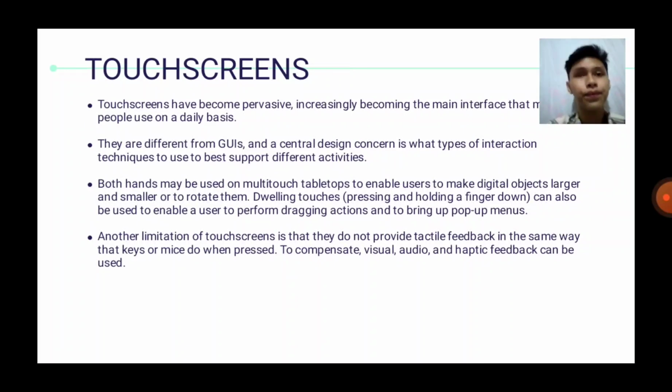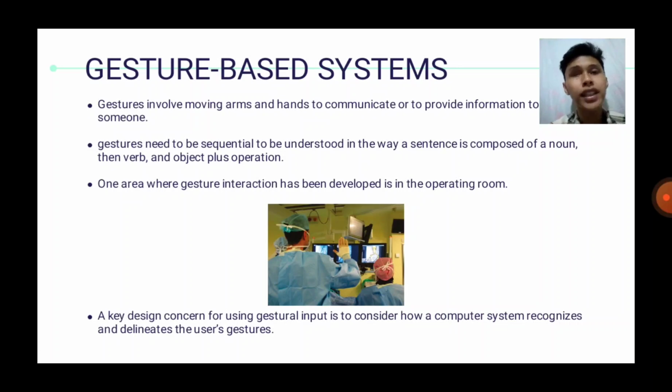Next, gesture-based systems. Gestures involve moving arms and hands to communicate, to provide information to someone. Gestures need to be sequential to be understood, in the way a sentence is composed of a noun, then a verb and an object plus operation. One area where gesture interaction has been developed is in the operating room. As you can see in the image, this is a gesture-based system using hands to communicate among other people in the community.